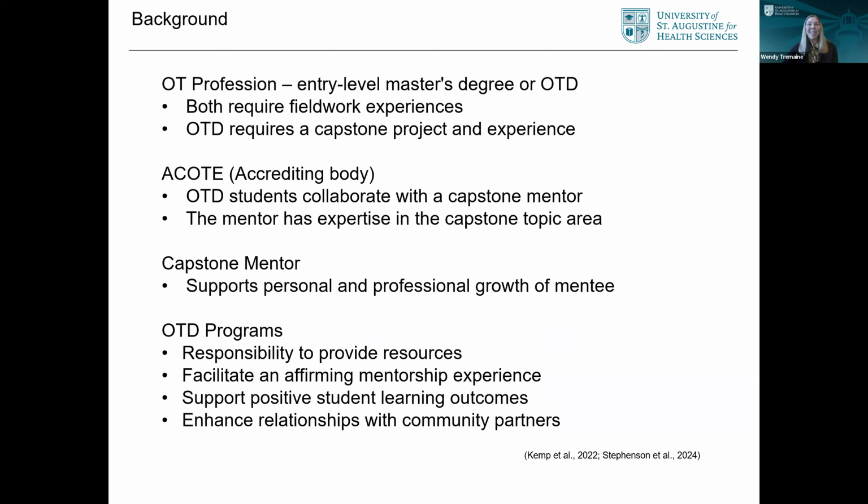A little background information. Occupational therapy has 2 points of entry for the profession: an entry-level master's degree or an occupational therapy clinical doctoral degree known as the OTD. Both of these professional tracks require fieldwork experiences. The differentiation between the two is that the OTD requires a capstone project and 14-week capstone experience.